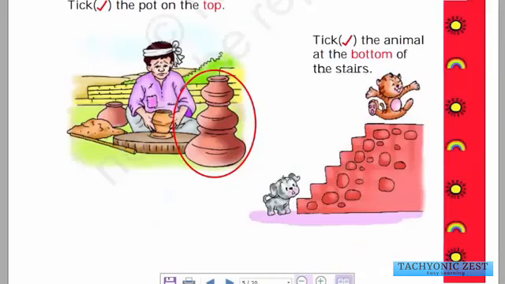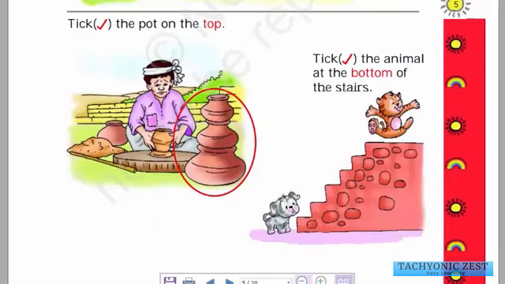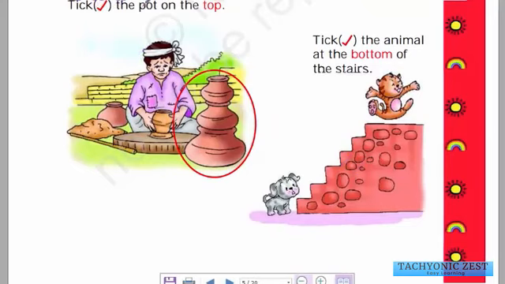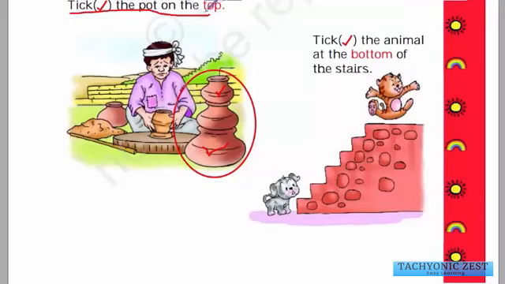We'll see the next question. The next question is, tick the pot on the top. So this is the diagram of a man who likes making pots. As we can see, he has made many different types of pots. Now if we were asked to tick which one is the biggest pot, this is the biggest pot, and if we were asked to tick the smallest, this is the smallest.